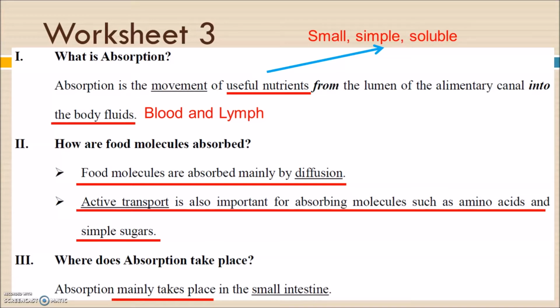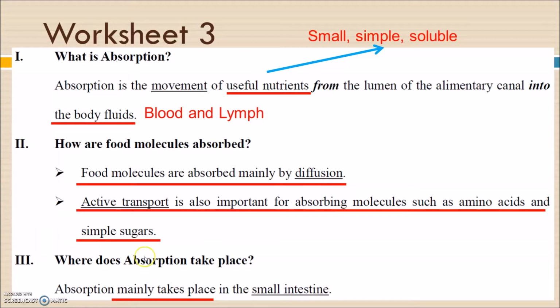And also for water, how can we absorb water? It must be osmosis. Remember that in chapter 3 we talked about diffusion, osmosis, and active transport. Even though we are now in chapter 6, we still need to know the concepts from the previous chapter.